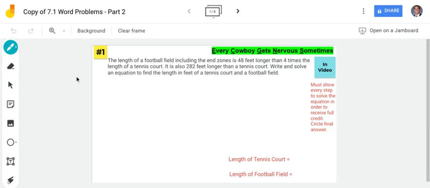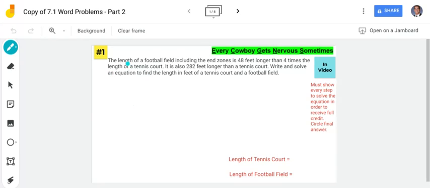Okay, number one says the length of a football field, including the end zones, is 48 feet longer than 4 times the length of a tennis court. It is also 282 feet longer than a tennis court. Write and solve an equation to find the length in feet of a tennis court and a football field.